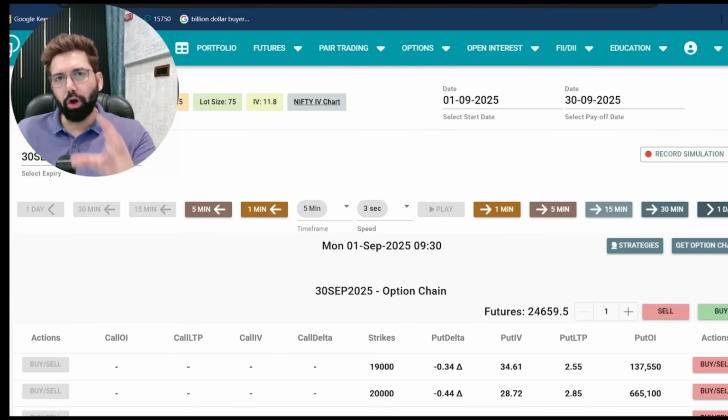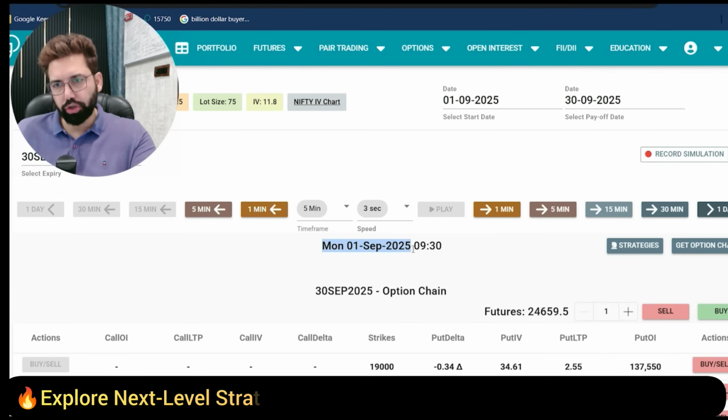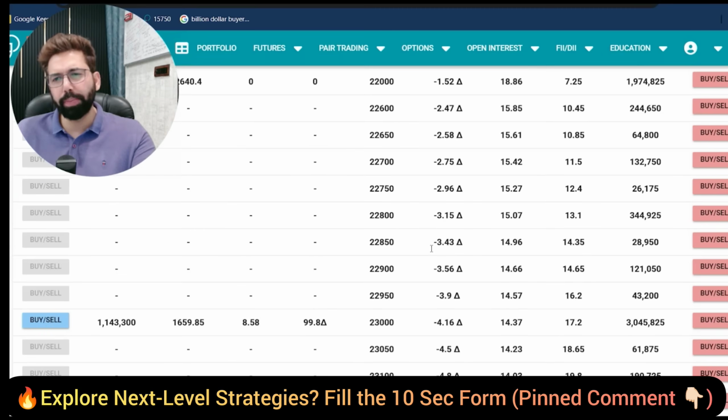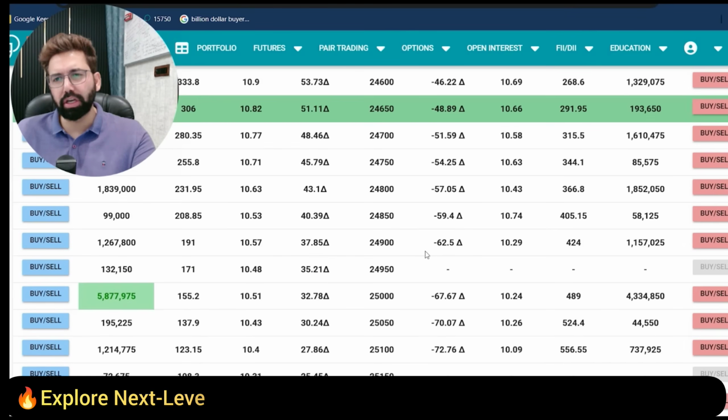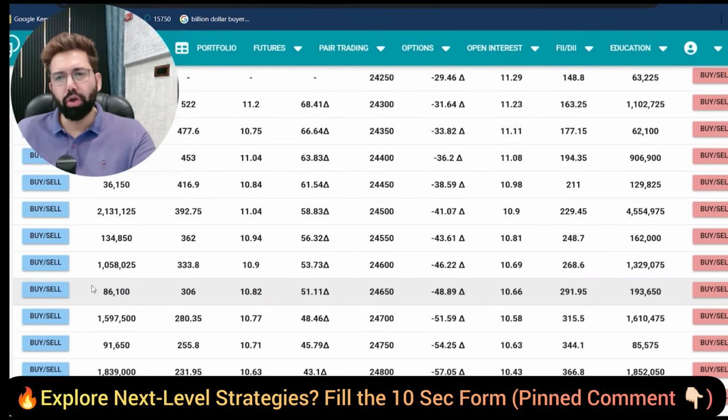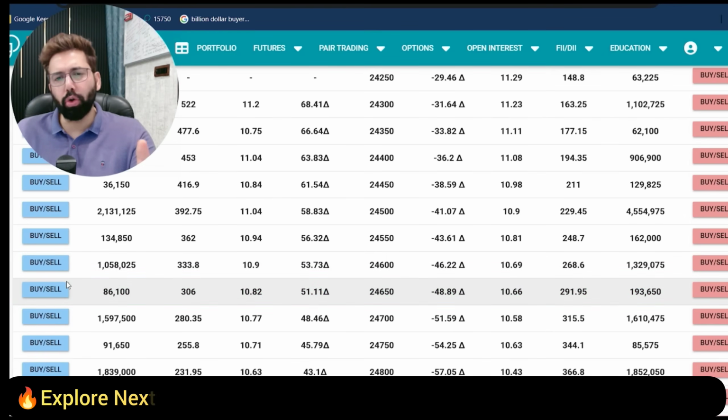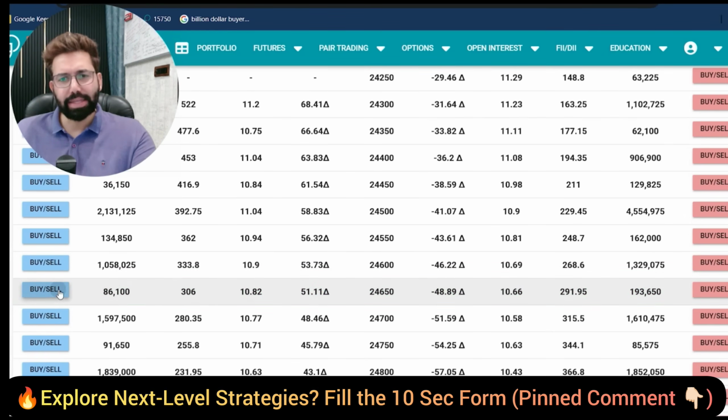So here we are on an option simulator. We've picked the monthly expiry, so we are going on 1st of September around 9:30. So what basically is a calendar? Calendar is basically you're shorting the strike and then you're longing the strike as well, but you're longing the next month's strike. That is the calendar.